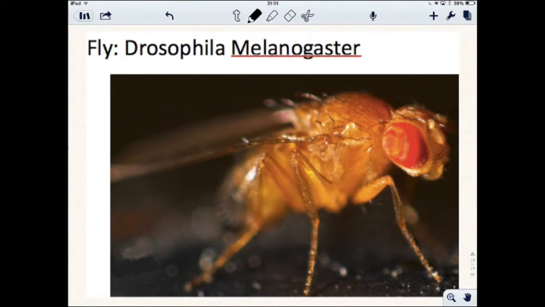The white mutation, signified with a W, gave rise to a lack of pigment in the eyes, causing them to be white. The yellow mutation, signified by a Y, gave rise to a yellow body and yellow wings.